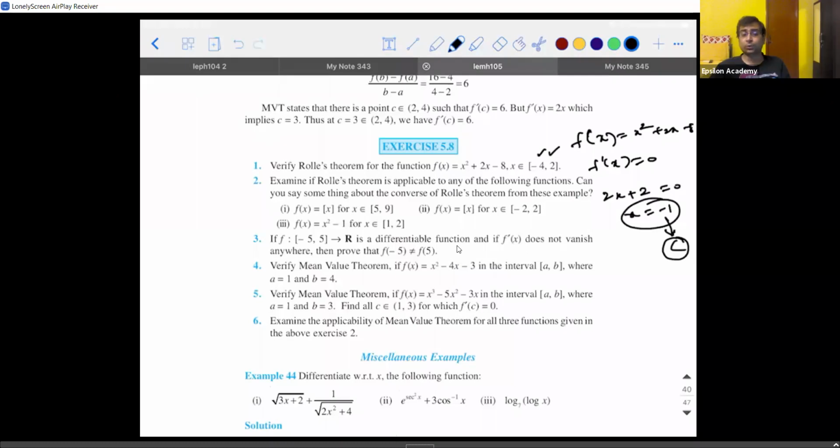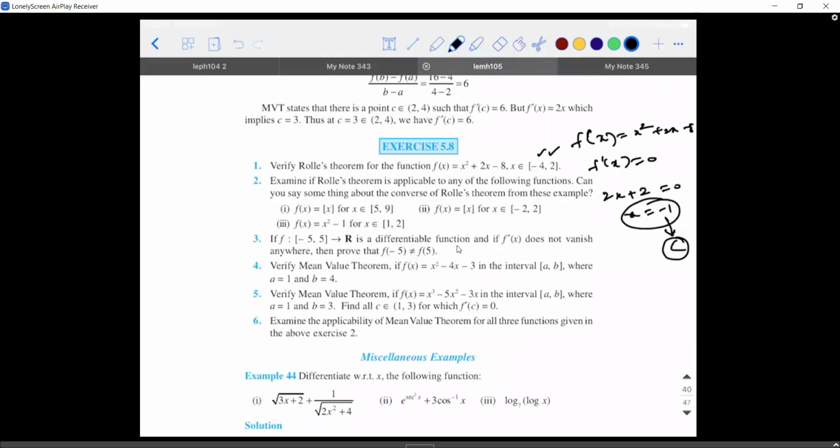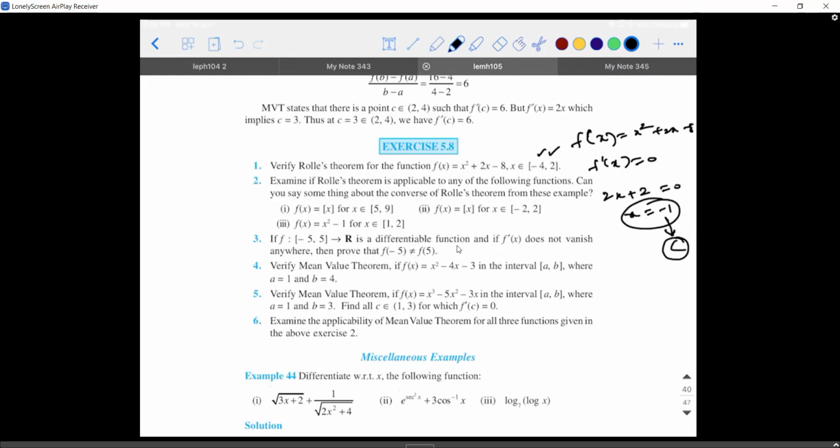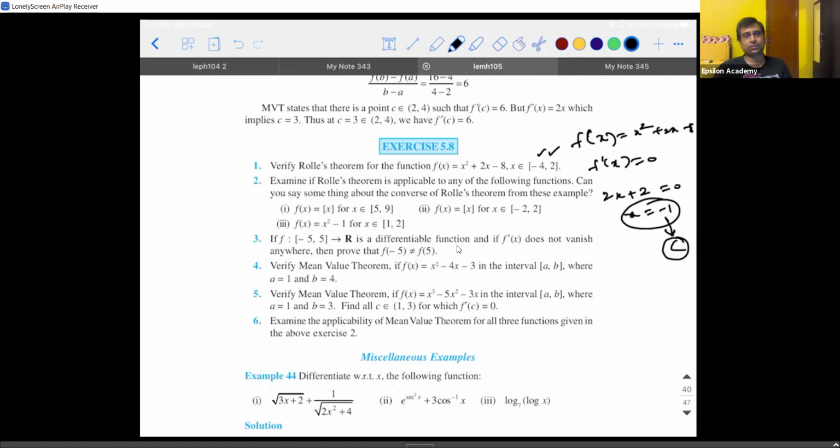Whereas for the third one, it is a continuous function. It is differentiable, but f of minus 1 is not equal to f of 2. Because f of minus 1 will give you a 0, f of 2 will give you a 3. They are not equal. Maybe mean value theorem will work for it. What does the second part of the question mean, sir? The second part of the question is just the reverse.